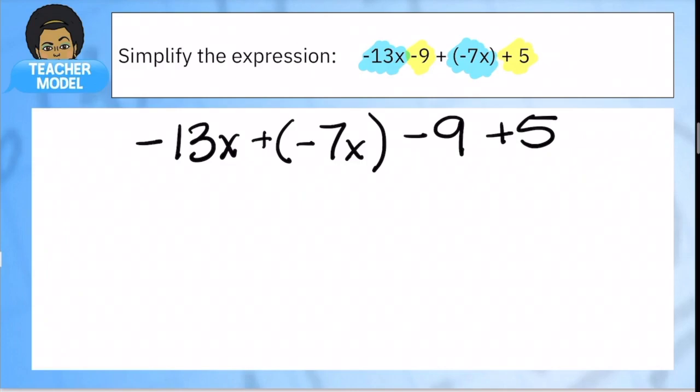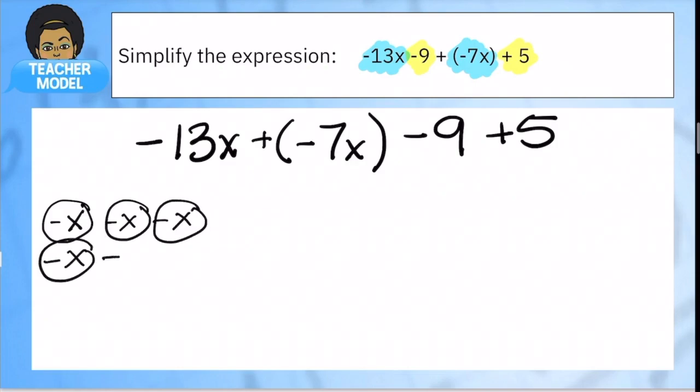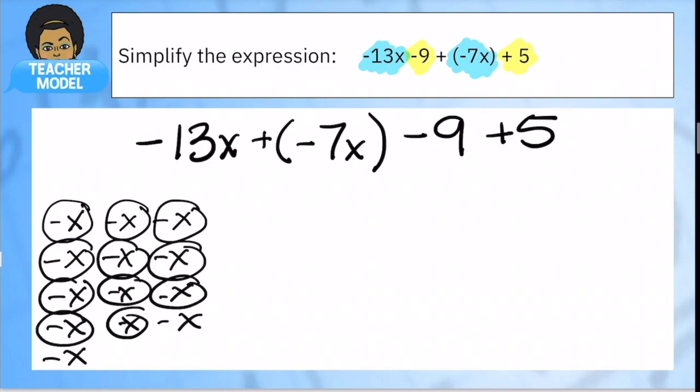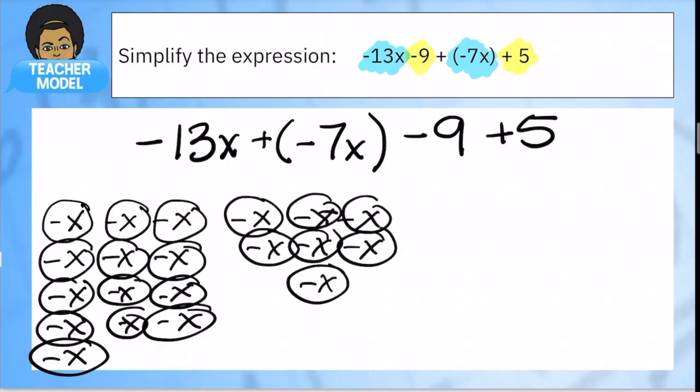If I have negative 13 x's, and you're kind of stuck on what that means, it means like here's an x, and I'm going to make it negative. Here's a negative x, and here's another negative x, and here's another negative x, and I have 13 of these. And now I'm going to add another 7. So look at all these. I have so many of them together, and if I were to draw them, they would take a long time. But I think we can conceptualize it if you just know you have a whole bunch together.